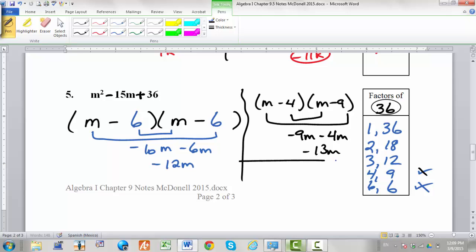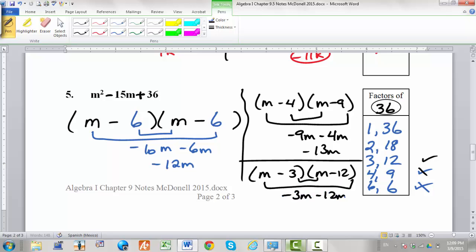So let's try our third possibility, 3 and 12. m minus 3, m minus 12. Well, outside and inside now, negative 3m, negative 12m, that's negative 15m. So it looks like on this problem, our third one was the charm, and that's the one that works, m minus 3 and m minus 12.